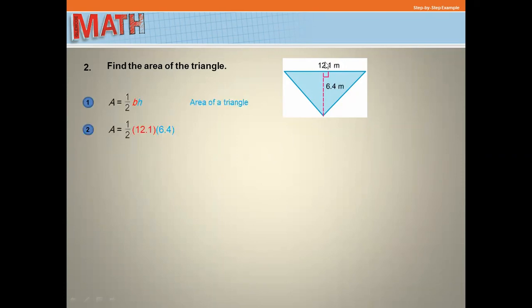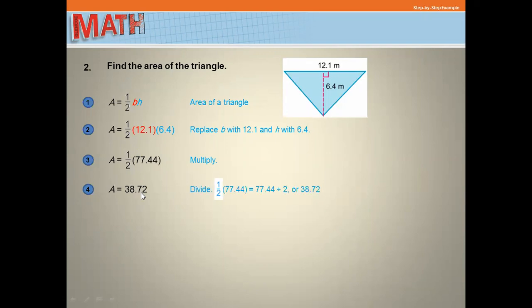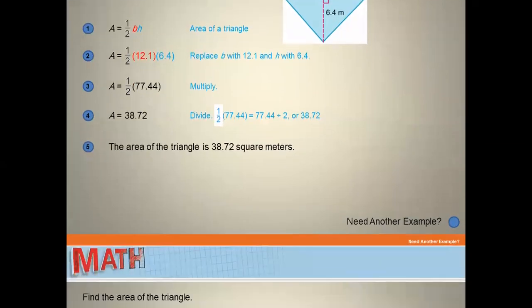I will multiply first: 12.1 times 6.4. The product of these two numbers is 77.44. So I will divide this number by 2 because this is half the product of base and height. The area equals 38.72. What? Don't forget to write down the unit of the area here, meter, so it's square meters. Let's move to the next.